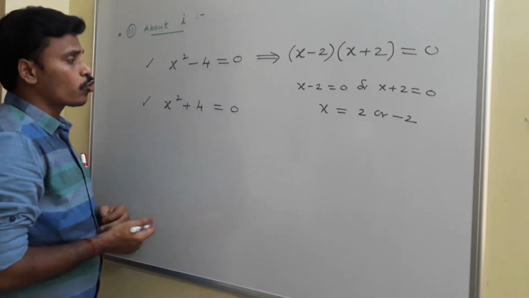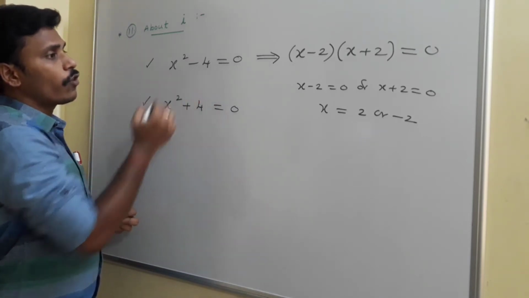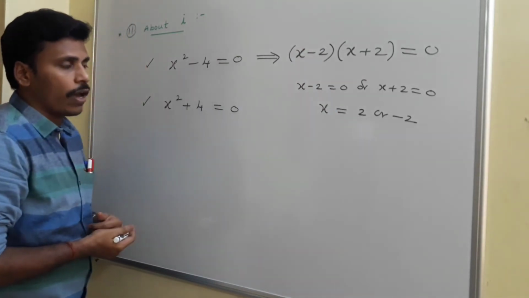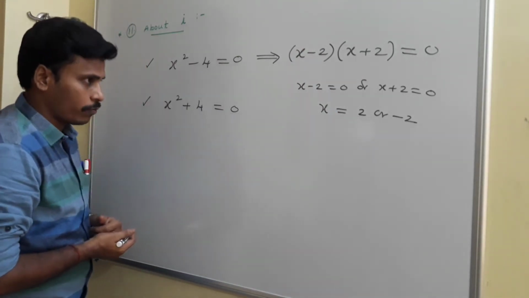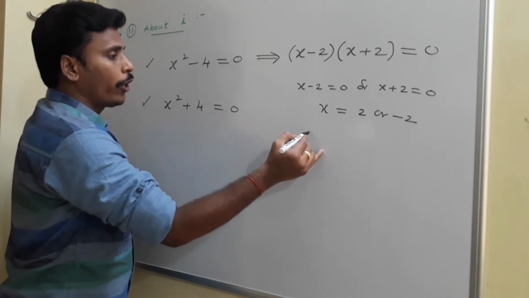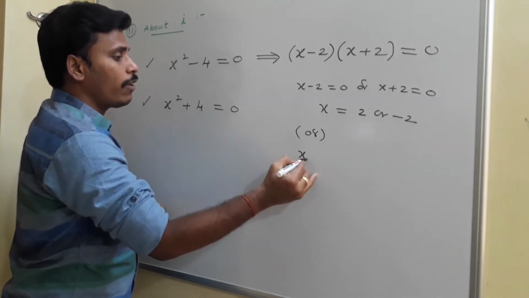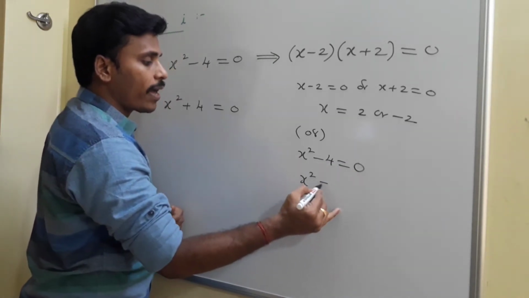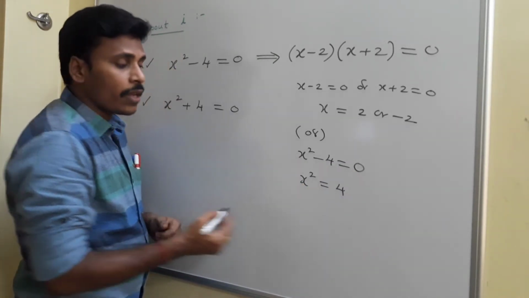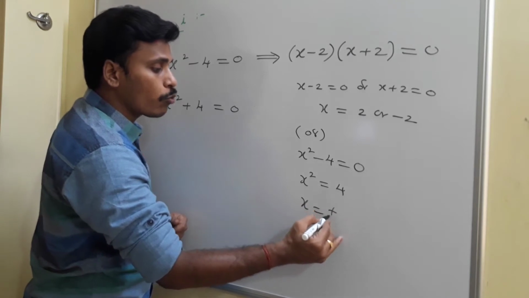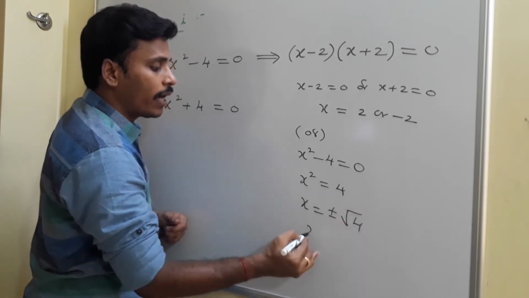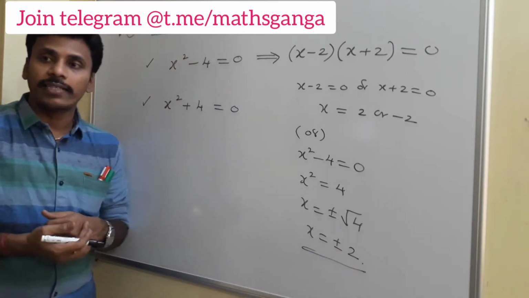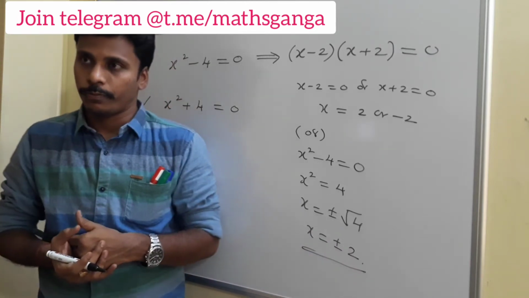There is another way to solve this. As I told you, if x square minus 4 is equals to 0, by factorization you have x is equals to 2 or minus 2. In another way, if x square minus 4 is equals to 0, then x square is equals to 4, and you may write x is equals to plus or minus root 4, which is plus or minus 2. Then your values for x are either plus 2 or minus 2.